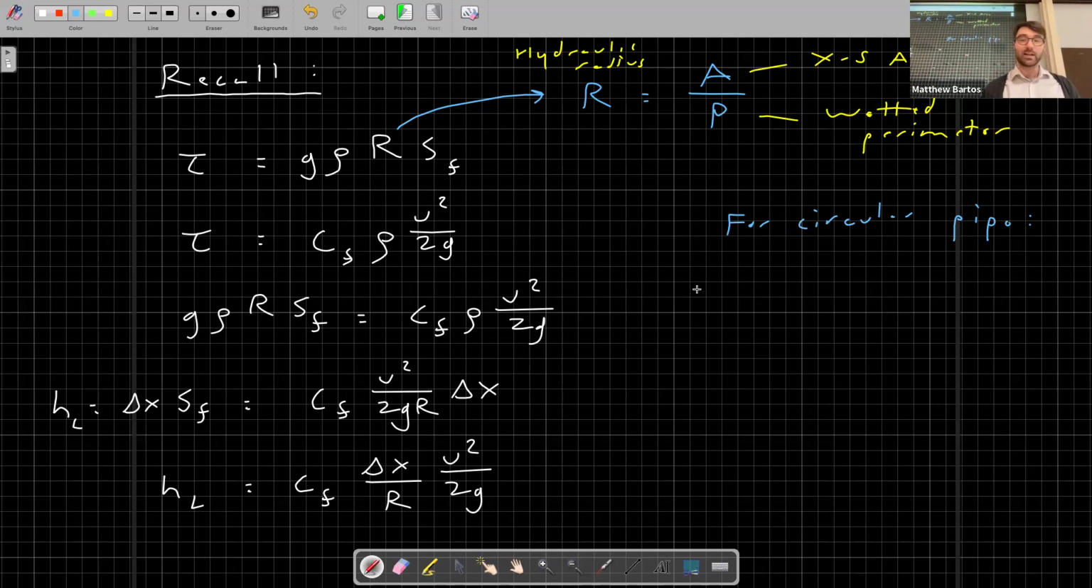For circular pipe, we have that the hydraulic radius is equal to the cross-sectional area divided by the wetted perimeter. So the cross-sectional area is given by pi times the diameter squared divided by 4. That's from our formula.